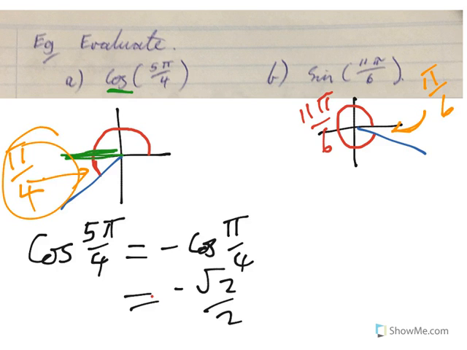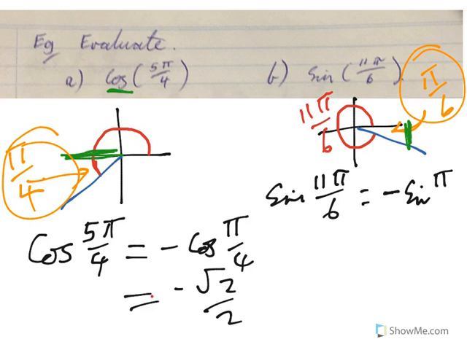Alright, so there's a relationship then. And sine, of course, is this side up here. So in this quadrant, the sine of 11 pi on 6 is negative, and it's going to be the same size as the sine of this angle, which is pi on 6. So the answer there is negative 1/2. Right, so that's one thing you can look at as an example.